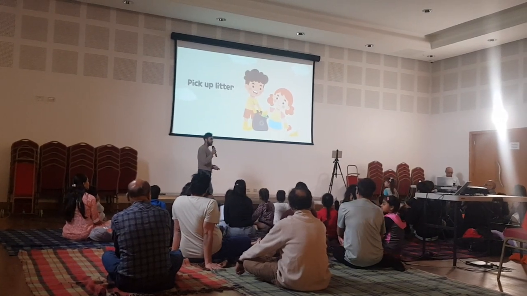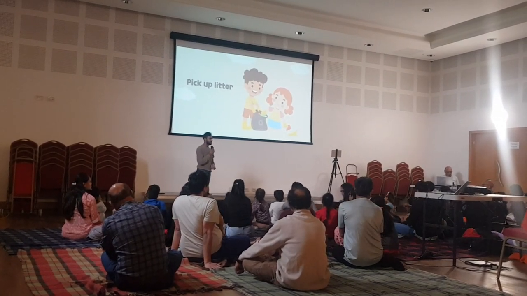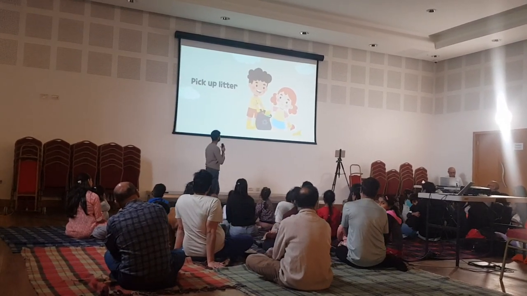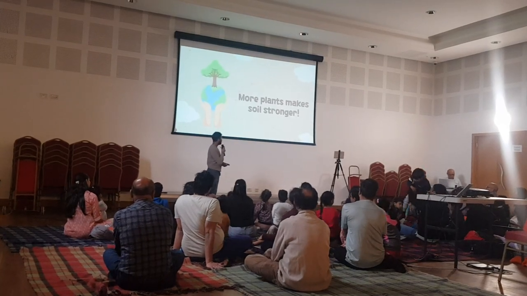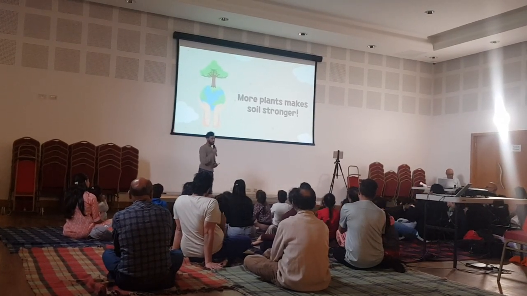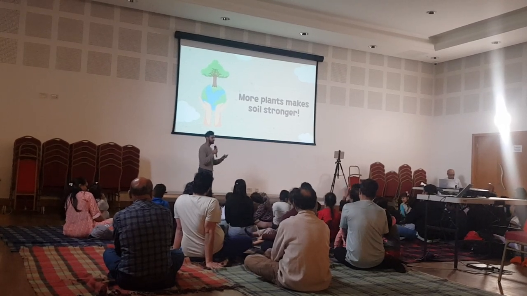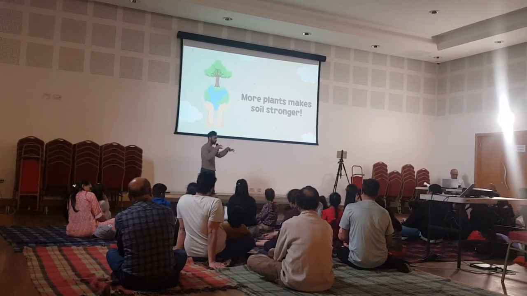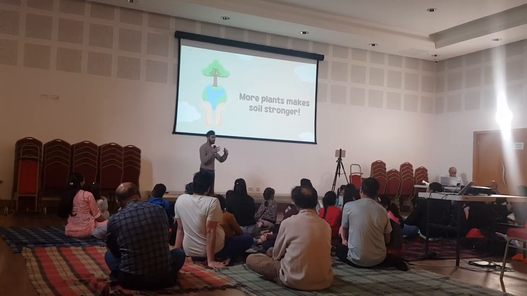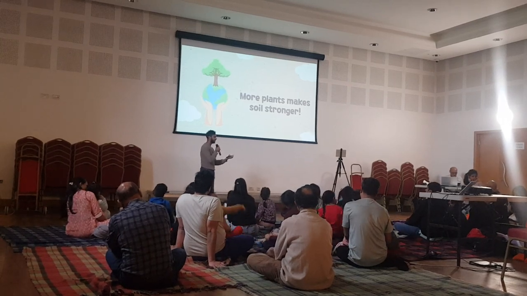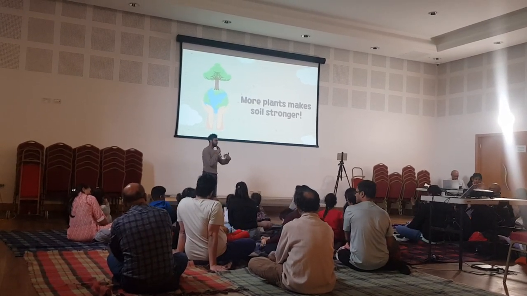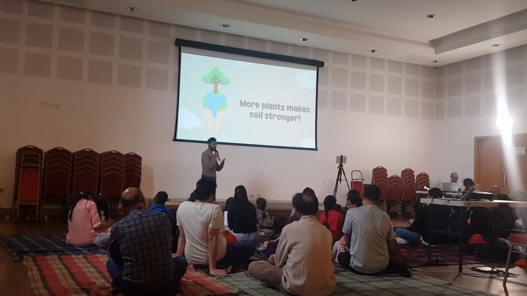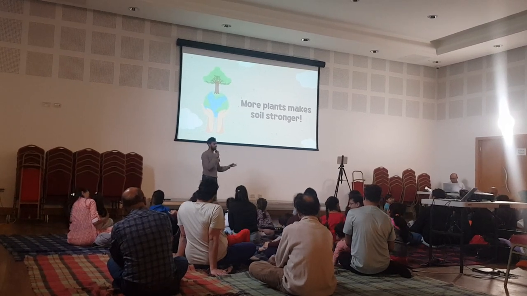And we can pick up litter. So when we see litter on the floor, we shouldn't leave it. We should try and pick it up and put it in a bin, or put it in a recycling bin. More plants makes the soil stronger. The more diverse range of plants, the different types of plants we put in the soil, the better it is for soil. Because all those roots can go into the soil and work together, and they can help the soil, they can hold it all together. So if you imagine a room with just one person, that's not very fun. If you have a room with lots of different people, you have more fun. So that's how plants like to be with lots of different types.